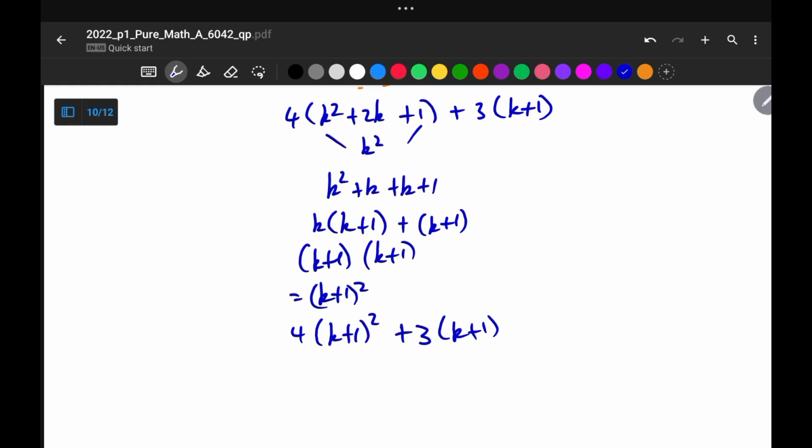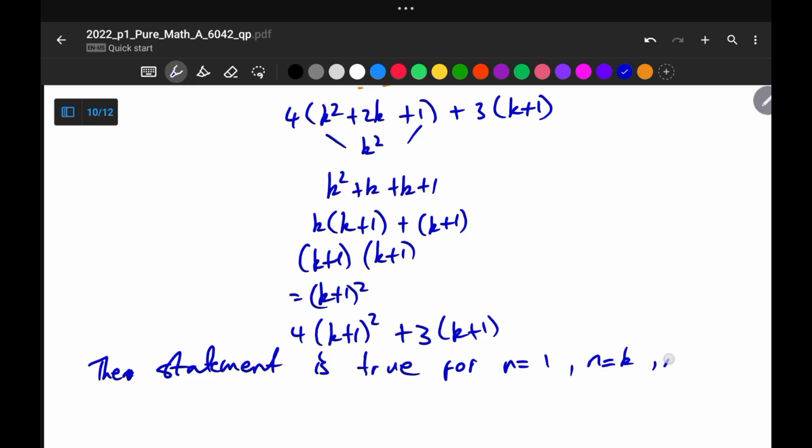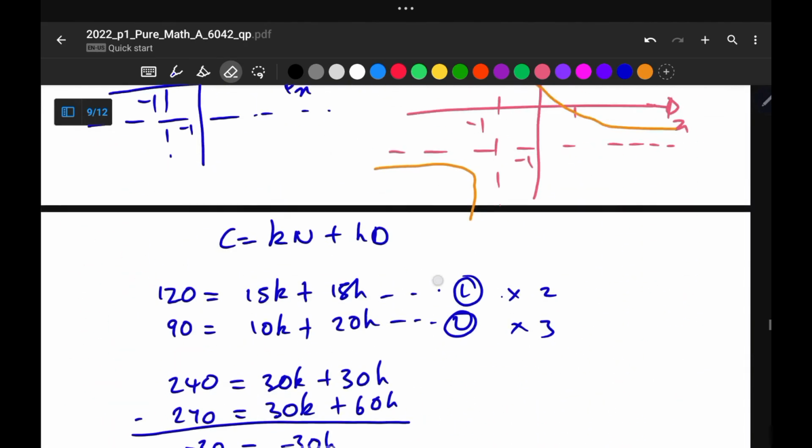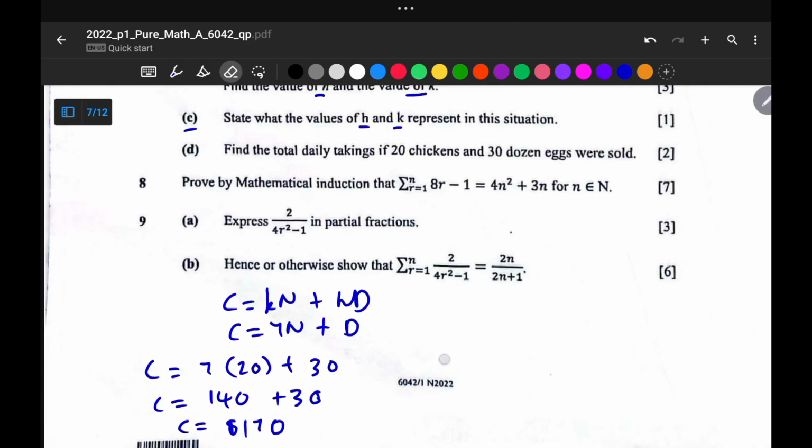So here you can now say the statement is true for n is equal to 1, n is equal to k, and n is equal to k plus 1. Okay, and we are done with our question number 7, and let us move on to number 9 of our question paper, which says express 2 over 4r squared minus 1 in partial fractions.